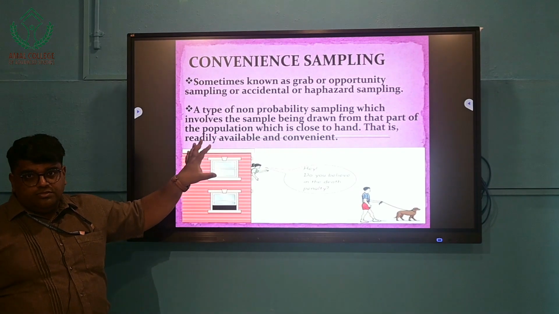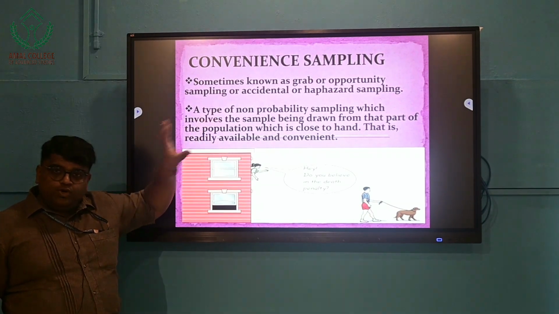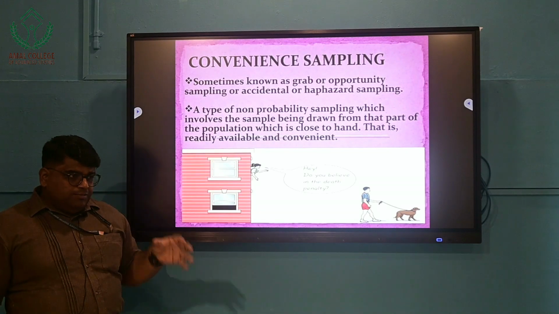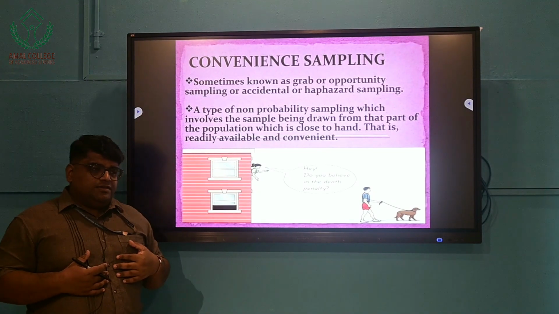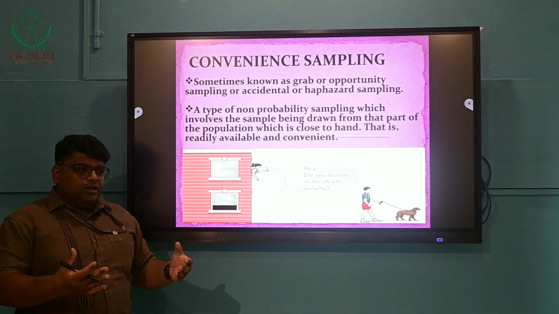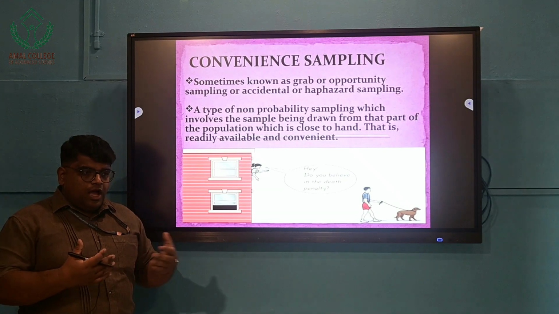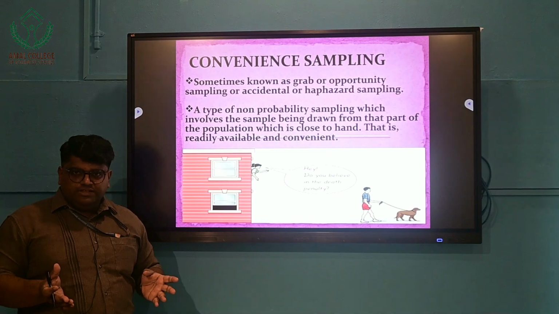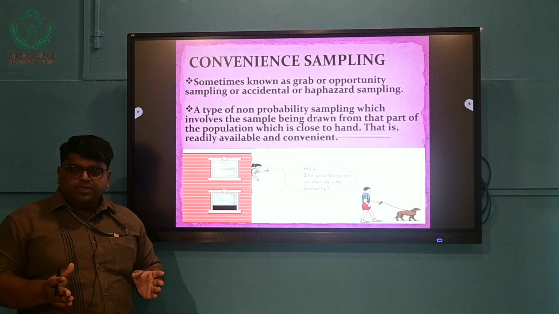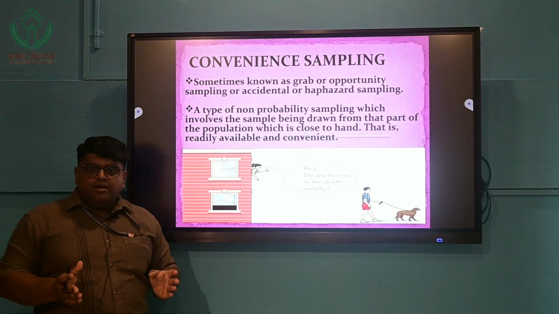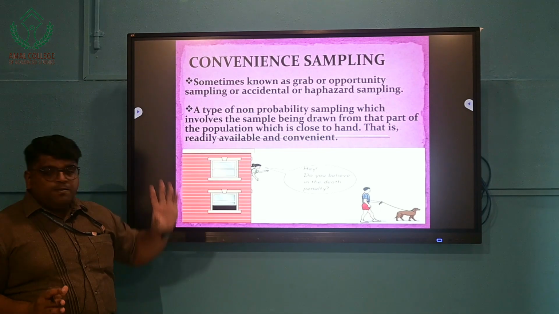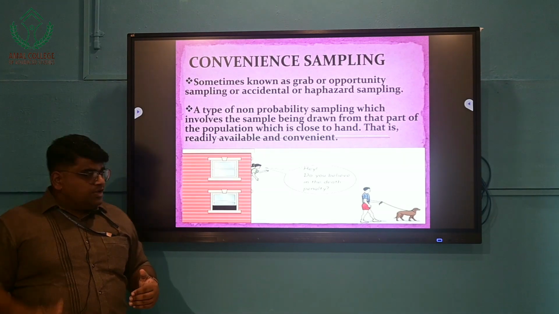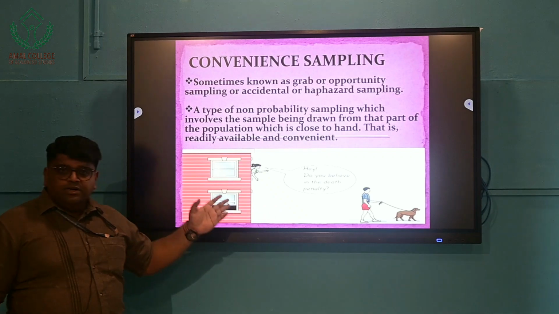This particular definition is purely the researcher's point of view. That means if I am a researcher and something is readily available to me, I am taking those respondents or that information purely for convenience. I am not using any scientific method, I am not using any probability sampling, but only following my convenience as a researcher. A very beautiful example is there.